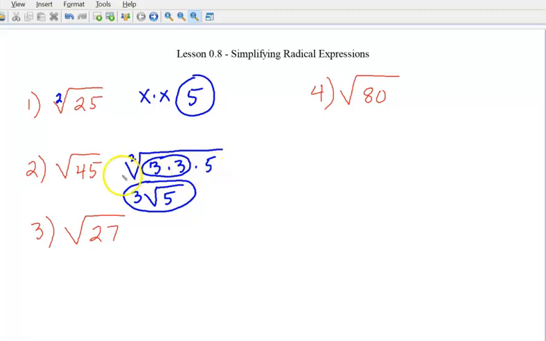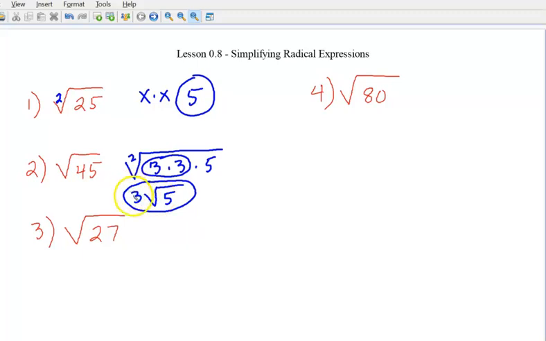So you break up the number into prime factors, and then you start looking for pairs. And every time you have a pair of prime factors, you get to bring that number out. The goal of this game is to see how much of this number 45 we can get out from underneath the radical. And we got a pretty good chunk of it. The only thing that was left that had to stay was the number 5.